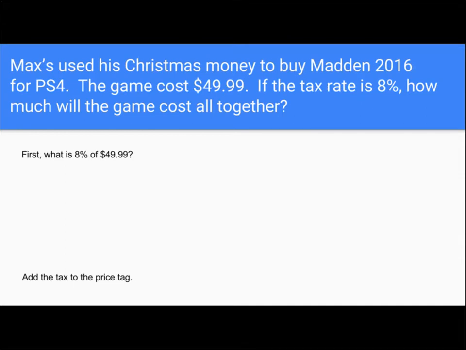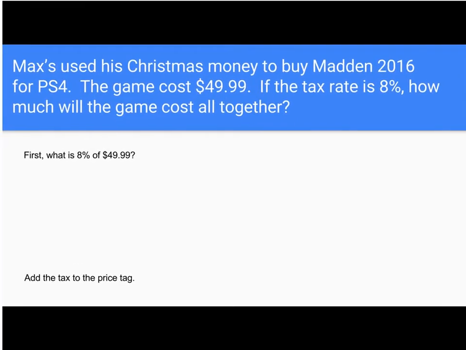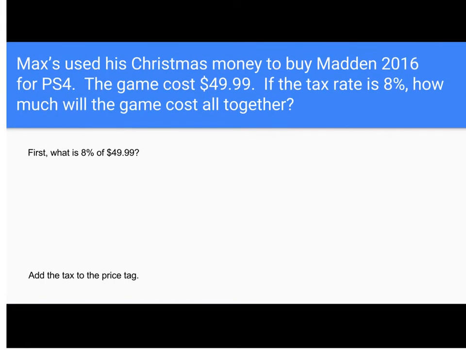Max used his Christmas money to buy Madden 2016 for PS4. The game costs $49.99. If the tax rate is 8%, how much will the game cost altogether? So just like we did with markup, we need to find what is 8% of $49.99. For 8%, we're going to change 8% to a decimal.